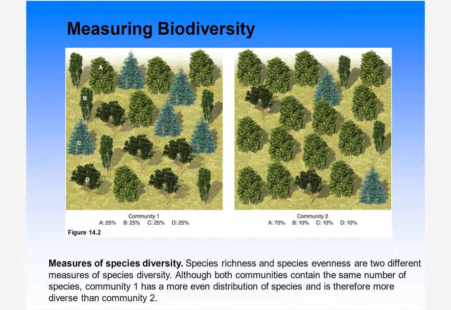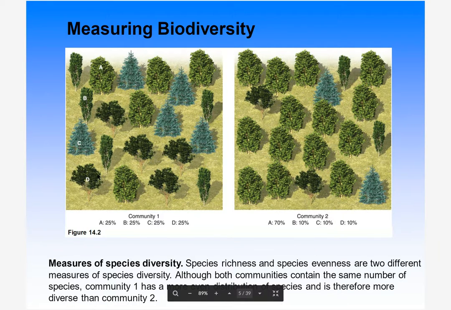Species richness and species evenness, two different measures of diversity. Although both communities contain the same number of species, community one has more evenly distributed species, therefore is more diverse than community two. So if we look at this here, we got A, B, C, and D, right? So A are these trees, and you can see community two, there's much more A than B, C, or D, but it does have B, it does have C, and it does have D.